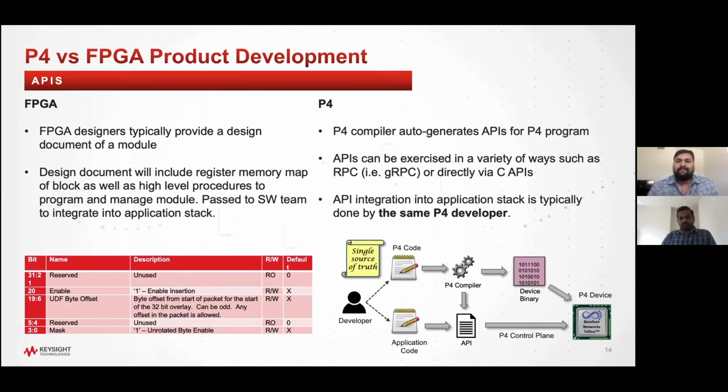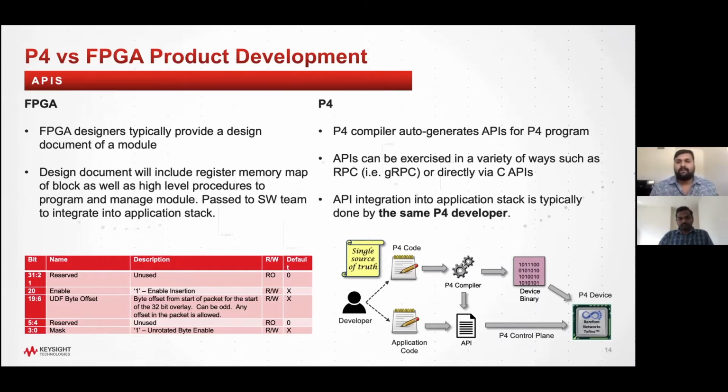Next, we will examine APIs on both FPGAs and P4. In FPGA, the RTL developer will provide a design document of their module, which will include a register-level memory map, as well as a high-level procedure to program and manage the module. This document is passed as collateral to the software team to integrate into the application stack and existing abstractions.